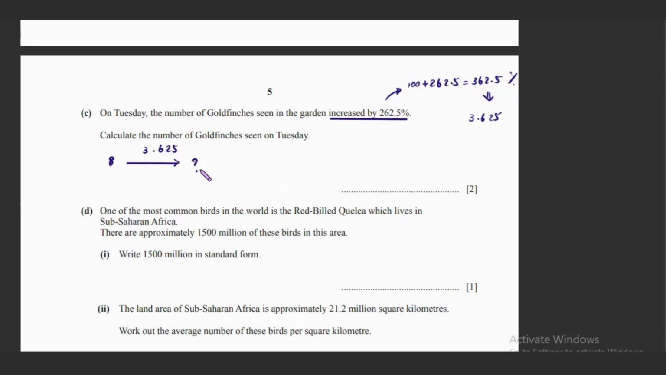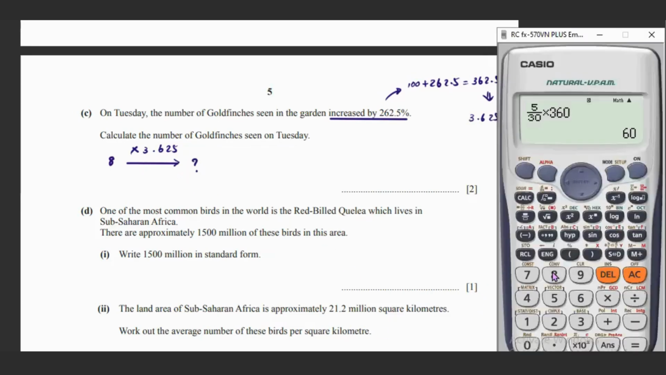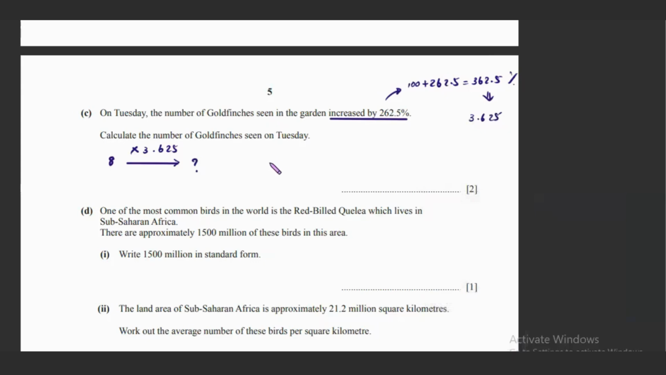And as we are trying to find the amount after the increase, that is the final amount, we need to multiply these two together. So I'm going to multiply 8 with 3.625. When I do that, I get 29, an exact amount. So it is going to be equal to 29 goldfinches seen on Tuesday. Let's move on to question D.